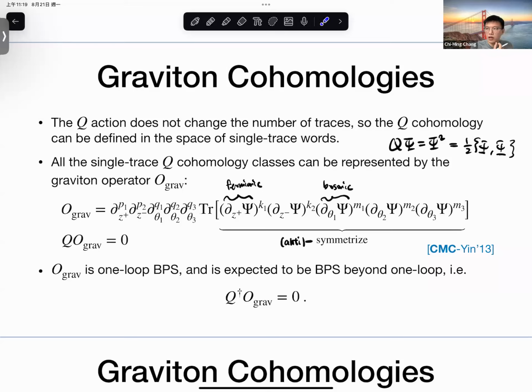I think it would be harder to see whether it's Q closed, but this is true, it's Q closed. How do we see this? I think if Q and Q dagger are both 0 acting on O-grav, then you would have the Hamiltonian itself be 0. That can't be, right? No, so that's true. For one loop, it's the Hamiltonian acting on the graviton operator, and one loop is 0.